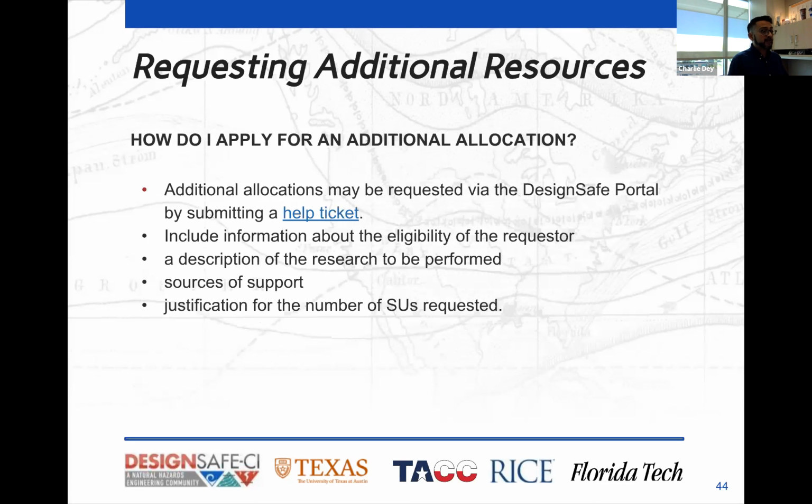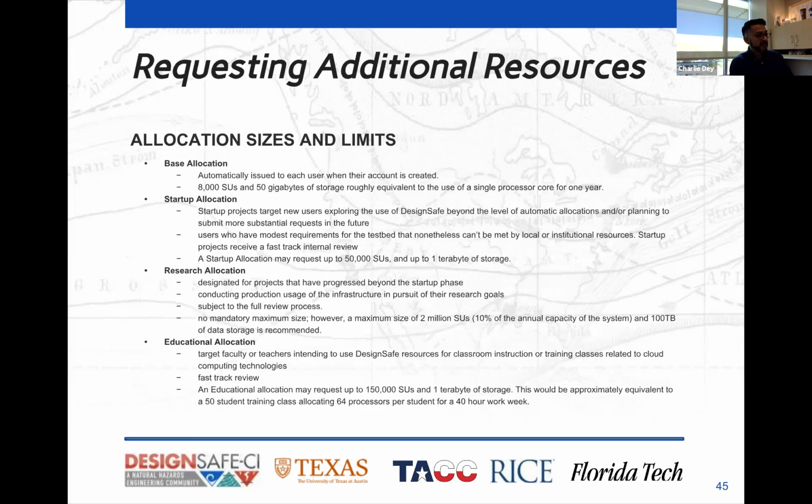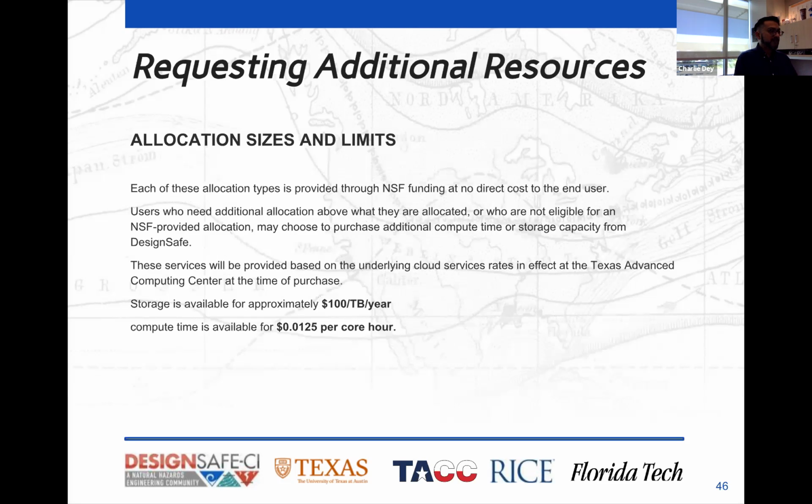And this is how you apply. If you have any additional requirements or allocations you need, go to the DesignSafe portal and submit a help ticket, which is on that first screen under the help menu. Tell us a little bit about what you need, and we'll walk you through the process. This is what some of the size and different allocation limits are. Everybody is given a basic allocation. If you need more, feel free to send a help ticket and we'll get you started. These are what the startup allocations look like, what a research allocation looks like, and what an educational allocation looks like. And then approximately how storage and compute time are charged.